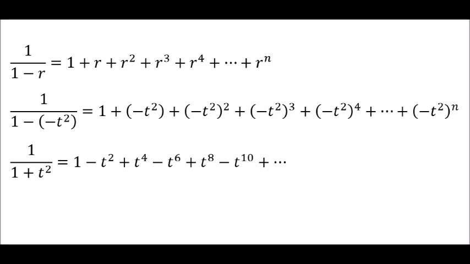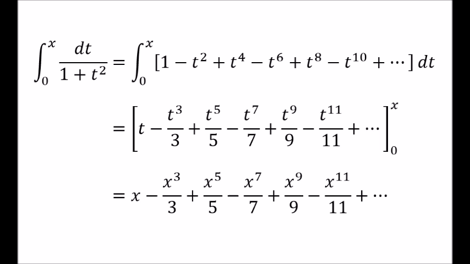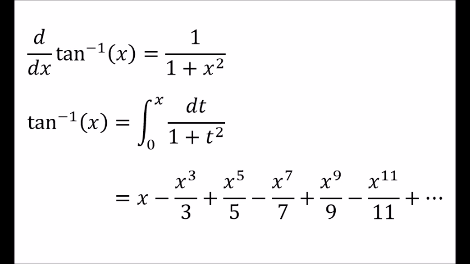In case the last slide was too busy to understand, take a look at this instead. R is equal to negative t squared. Plug that into the geometric series and simplify. All that remains is to integrate both sides. The right-hand side can be integrated term by term. That's exactly what we're doing here. Then we evaluate at t equals x and t equals 0. This connection is more thoroughly explained in the last lesson. Basically, we're showing that inverse tangent is equal to this series expansion.